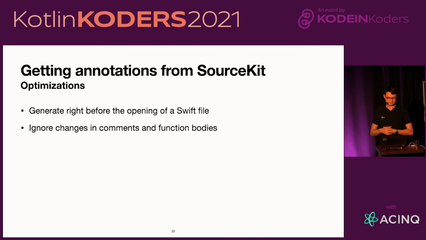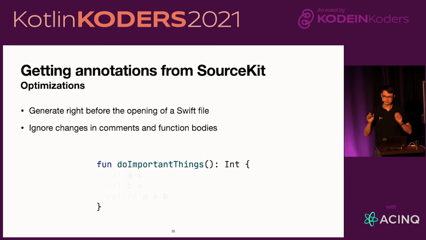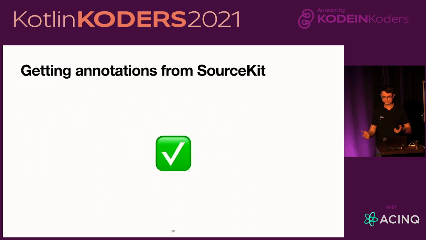And the second optimization is related to the fact that we don't care about implementations of functions or comments. We need only API. And it's like in this example, we care only about declaration, but not the body and comments. And that works quite well and makes us happy and still solves the problem.